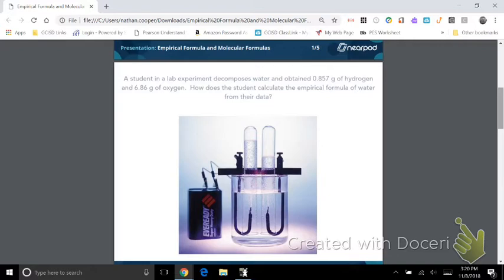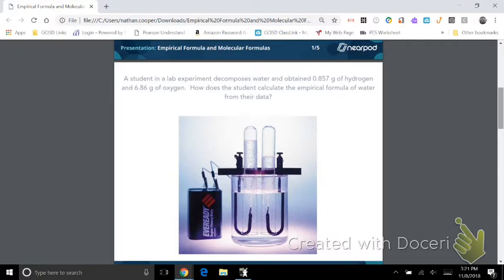And now we have a word problem, and this information was collected from a lab. This is why you see a lab setup, and this is about the electrolysis of water. What you need to know is you're going to have a word problem, and you need to be able to handle the word problem and know how to answer it. So we read the question. It says a student in a lab experiment decomposes, which means breaks down, water into oxygen gas and hydrogen gas, but that's beside the point. And when we do this, we get the following information.